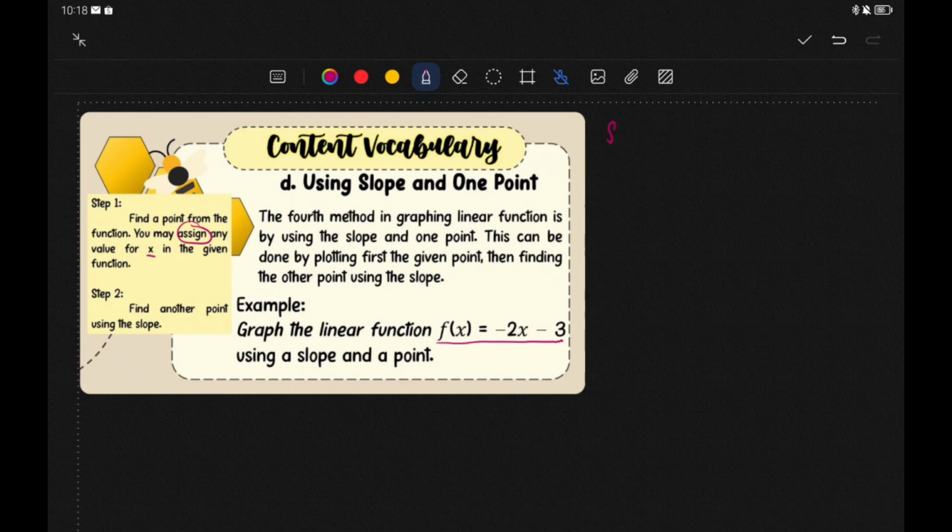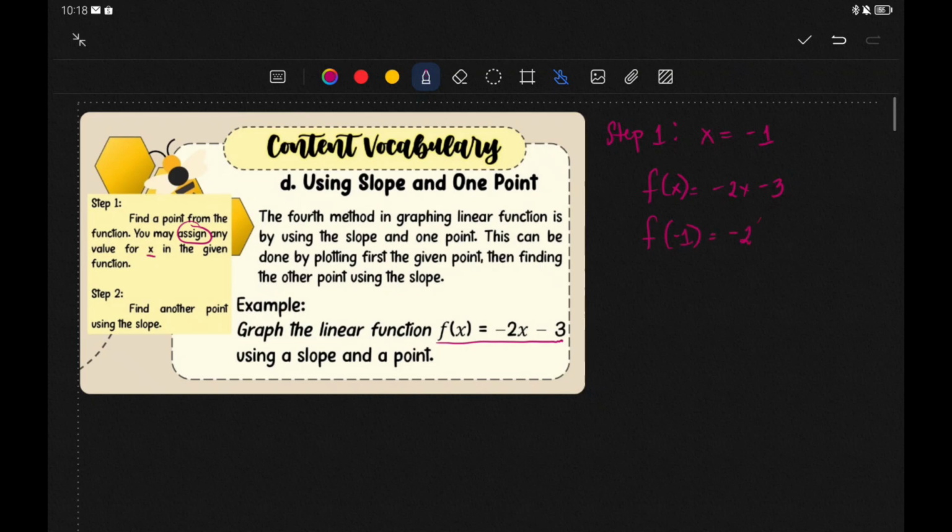Now, let's do step 1. We may assign any value for x. Let's say x is equal to negative 1. It's up to you, but for me, I want x to be negative 1. Then, after having a value for x, let's compute using the given function, which is f of x equals negative 2x minus 3. Substitute the value of x, which is negative 1.